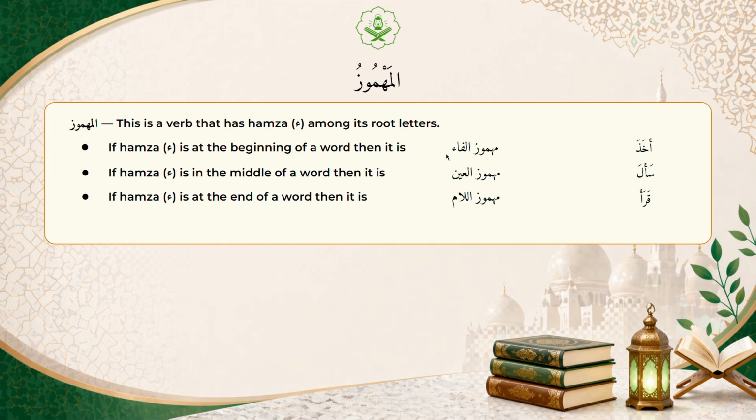Mahmuzul fa'i. Why fa? We learned in the first lesson that fa'ul kalima, aynul kalima, and lamul kalima: the first letter in the word is called fa'ul kalima, second aynul kalima, and third lamul kalima. So mahmuzul fa'i is when hamza is in the first letter, like akhadha.